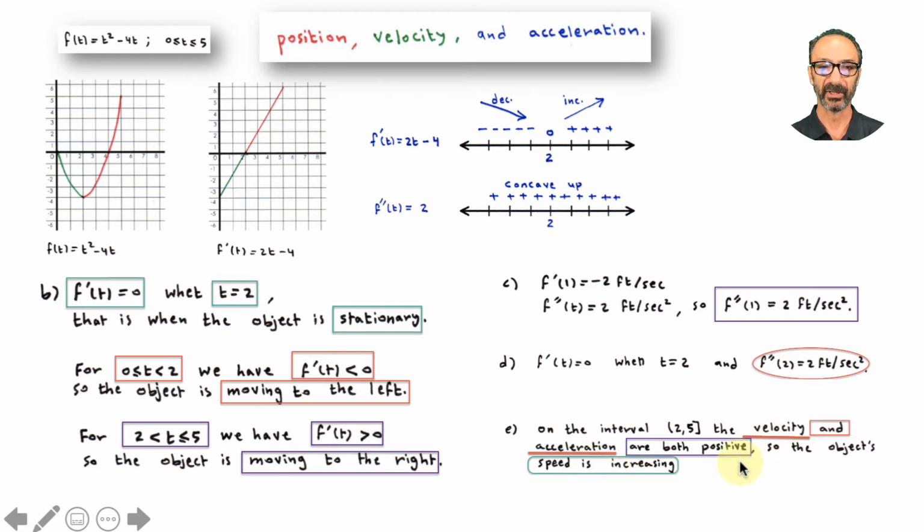So you want to make a note out of this, and if it's too much, I'm going to summarize it for you as notes. F prime is positive, F double prime is positive, velocity is positive, acceleration is positive. That means the object's speed is increasing.